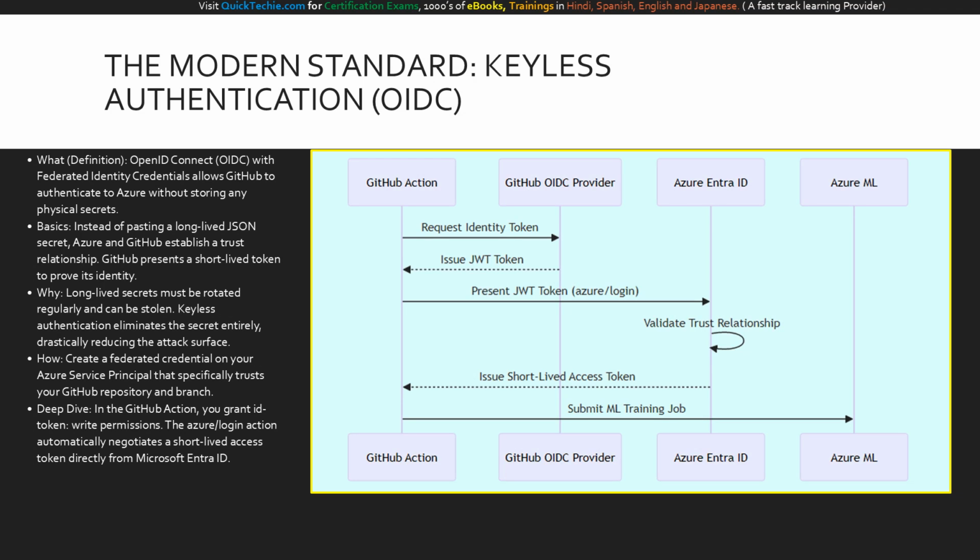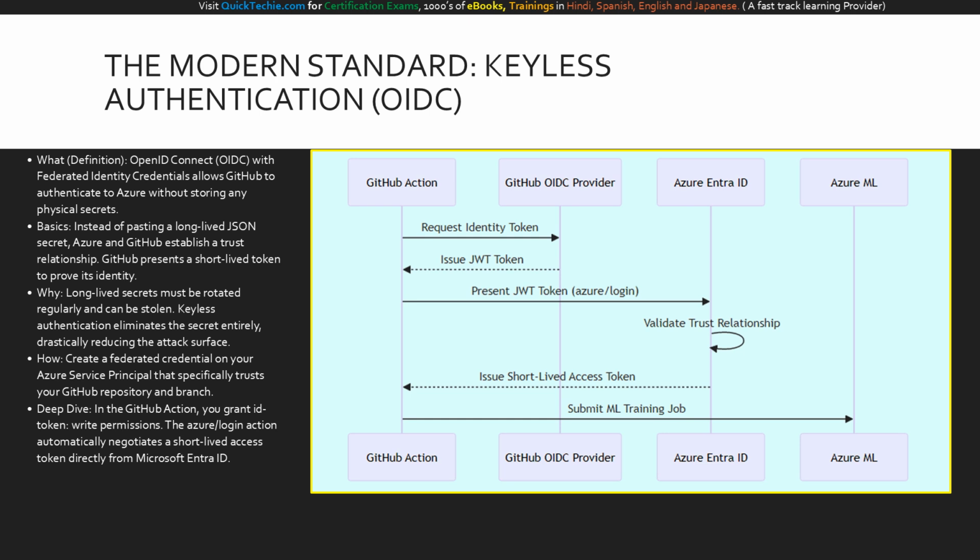Storing secrets securely is great, but what if we could eliminate secrets entirely? Welcome to the modern standard, keyless authentication using OpenID Connect, or OIDC. Traditionally, we had to manage long-lived secrets, which carry the risk of theft and require tedious manual rotation policies.